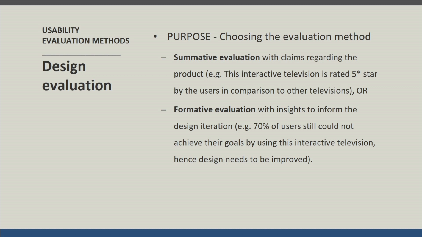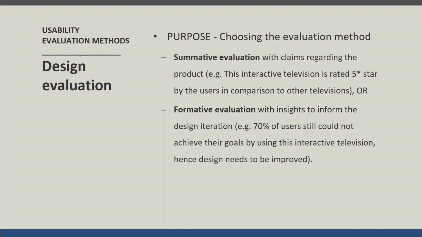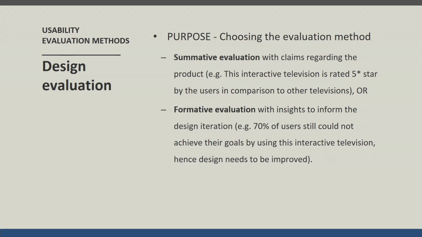When it comes to the purpose, you may conduct a summative evaluation where you make claims about an interactive product, about its goodness. Let us say that we are considering an interactive television, a claim like the one shown on the screen: this interactive television is rated 5-star by the users in comparison to other televisions. That is a summative evaluation claim. So that could be the purpose. Or the formative evaluation with insights to inform design iteration. For example, 70% of users still could not achieve their goals by using this interactive television, and hence design needs to be improved. That is a formative evaluation statement. So you have to very precisely find out the goal or purpose of your evaluation. That is the first dimension which will help you choose the evaluation method.